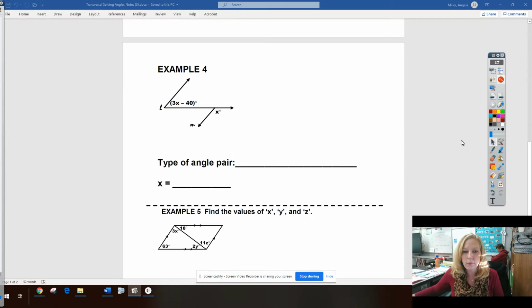All right, example 4. All right, this one also looks a little tricky. So let's take a look at that and see what do we need to do to solve this one. I'm gonna let y'all look at it for just a minute. Does anyone see a linear pair? If I look at this line right here, and I look at this line right here, I have a linear pair, so this one, right?